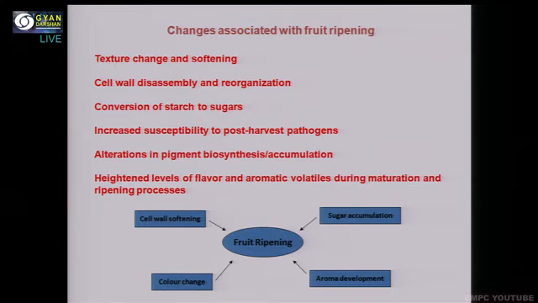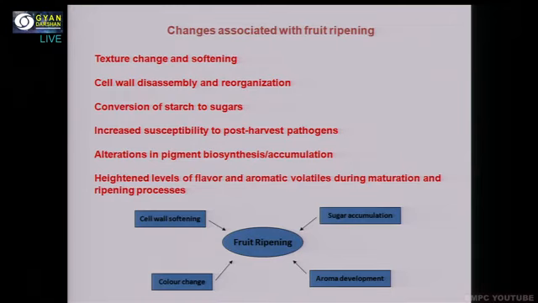Conversion of starch to sugar, you have a high amount of soluble sugar. If you taste an unripe fruit and a ripe fruit, you will find that the ripe fruit is comparatively sweeter than the unripe fruit. Alterations in the pigment biosynthesis, there is a lot of flavored compounds generated, and the red color that is generated, it is because there are certain pigments, okay, the chlorophyll is being degraded to give rise to the other pigments. That's why there is a change in color.